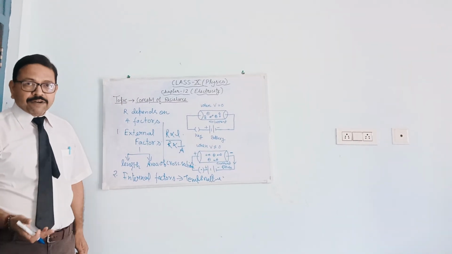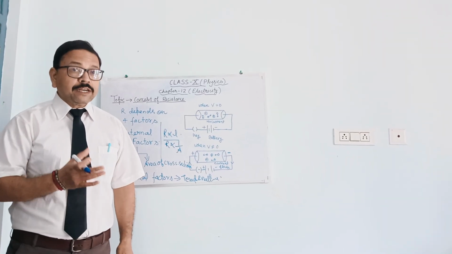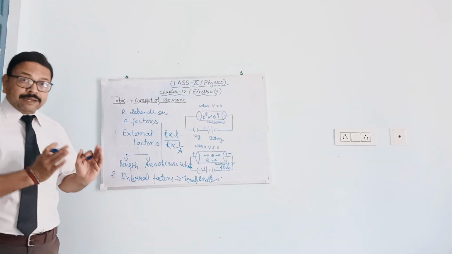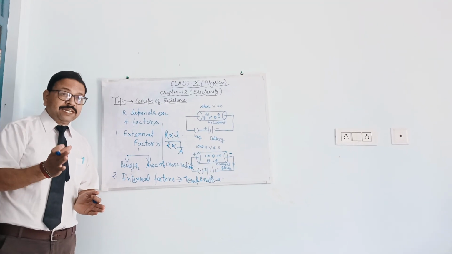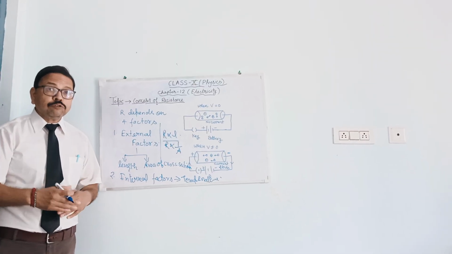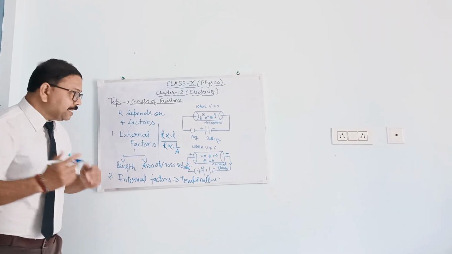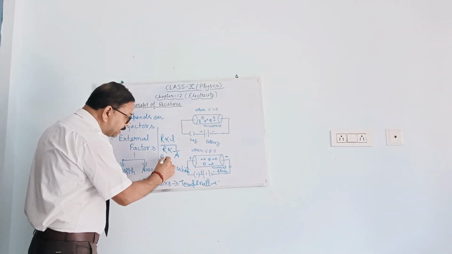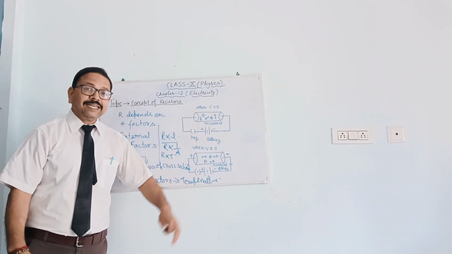When the temperature of a conductor is increased, then the resistance will also increase. When the temperature increases, the electrons will get more kinetic energy. With this large kinetic energy, when these electrons collide with the ions, they will produce more heat. So the resistance will be increased. So we can say resistance is directly proportional to temperature. Okay. And the last factor is nature.